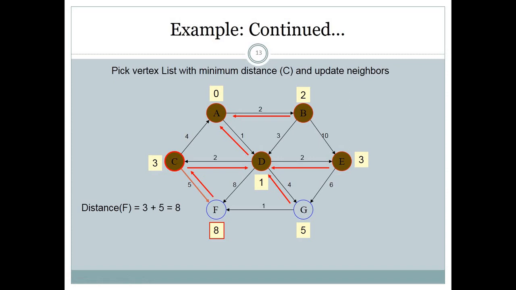Okay, so we cannot consider E for finding the distance A to G. Now let's consider C. From A to C, the minimum distance is 3. C is in contact with F, so we can find the distance from A to F. The distance from C to F is 5, so the total distance will be 3 plus 5, equal to 8. So for A to F, we have a new distance, which is 8 here.